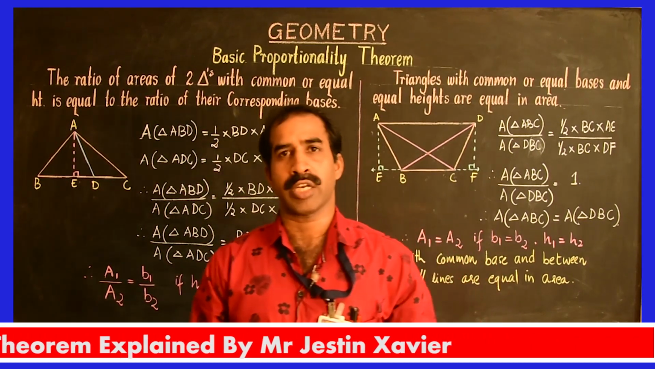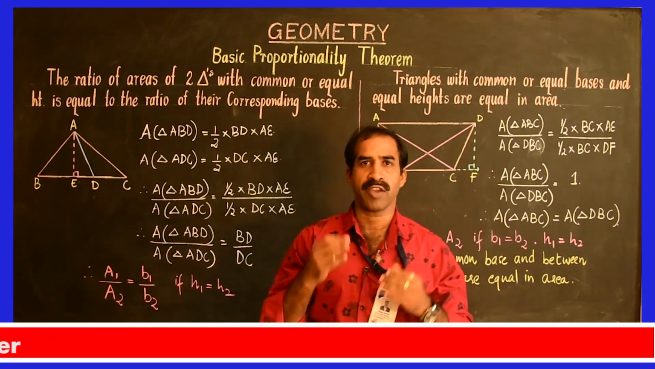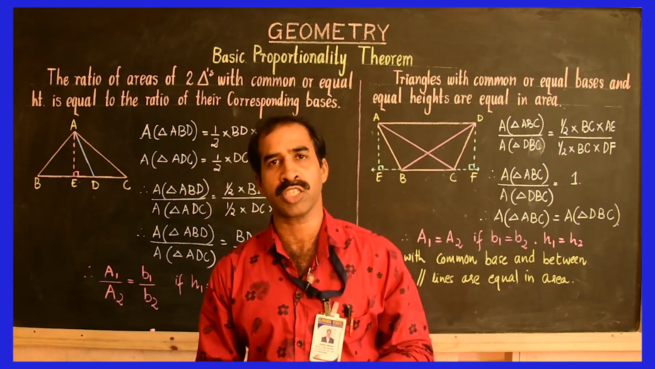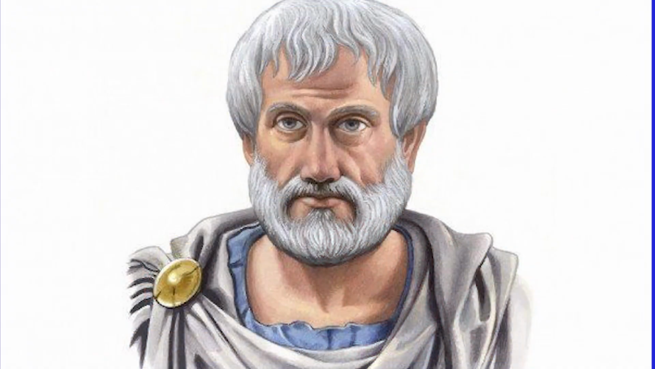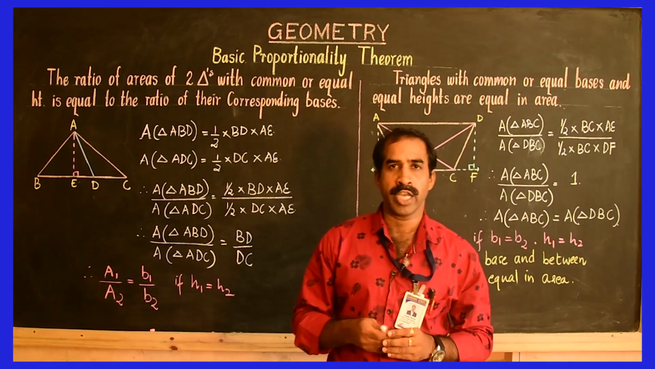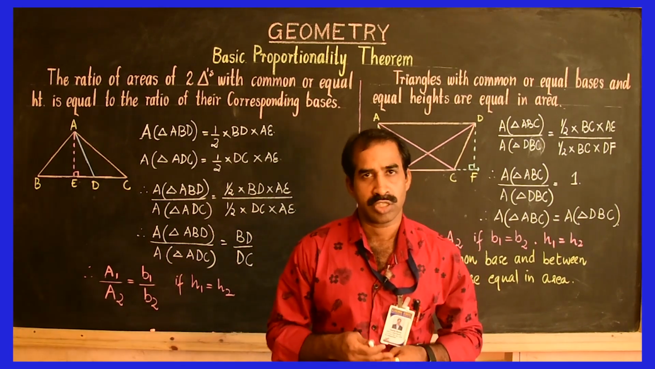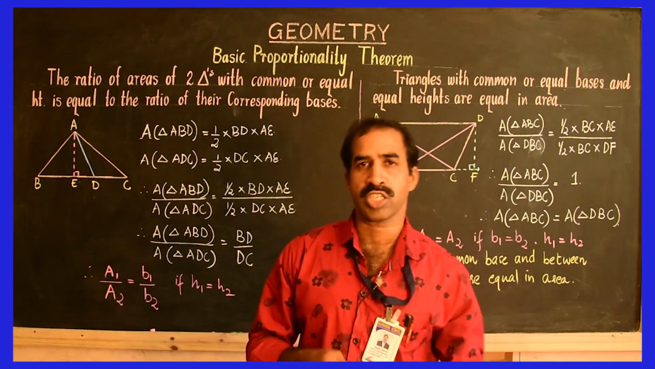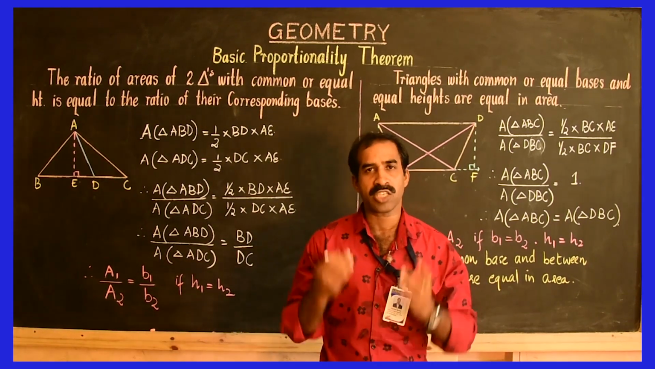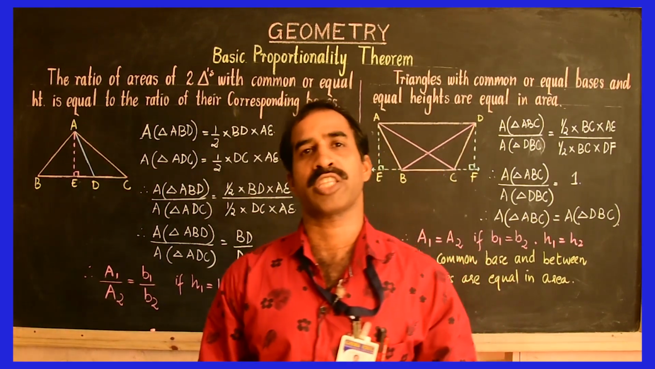The basic proportionality theorem was introduced to the world of mathematics by one of the most famous Greek philosophers, mathematicians and scientists, Thales of Miletus. According to him, for any two equiangular triangles, the ratio of any two corresponding sides is equal, and based on this concept he proposed the basic proportionality theorem.